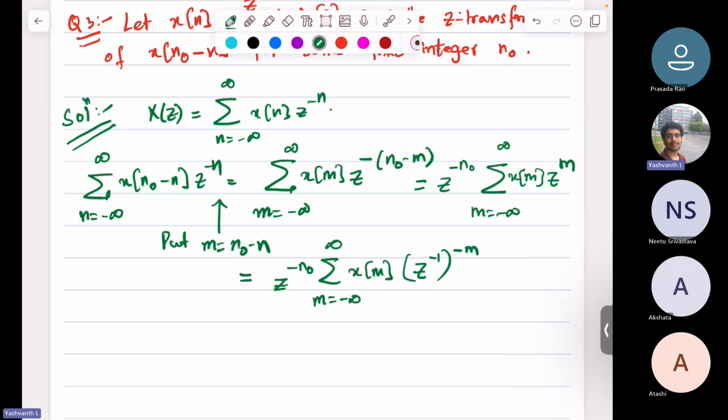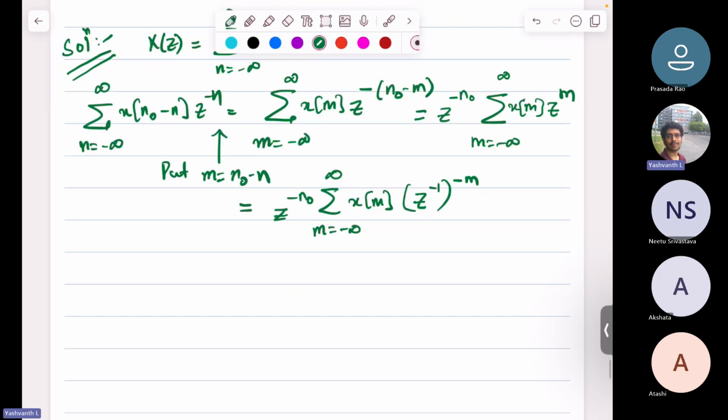So that minus 1 into minus m will become just m. Okay. Now you see what this is? If I call z inverse as some other z prime, that means it's nothing but z power minus n naught into x of z prime. Correct? The z transform evaluated at the complex number z prime. But z prime is the same as z inverse. So this is nothing but z power minus n naught into x of z inverse.